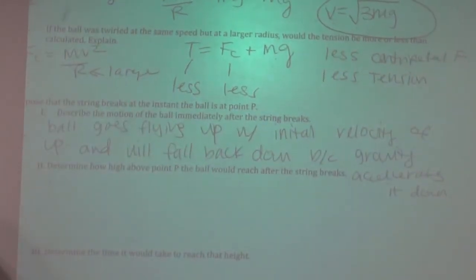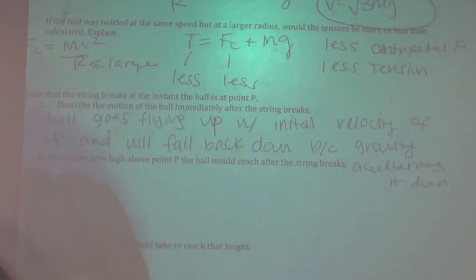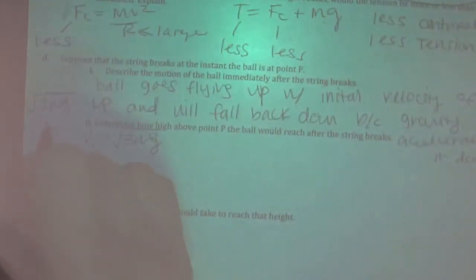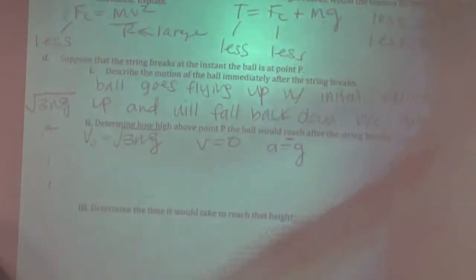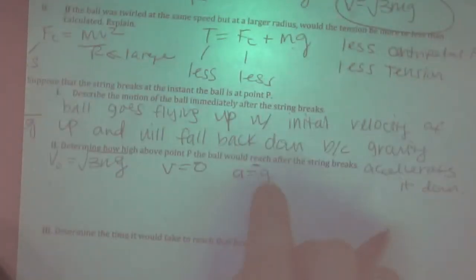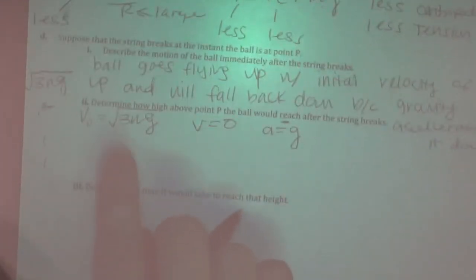Part 2 is asking how high it would reach after the string breaks. So let's think about, if I want to know how far to the very top it goes, well, I know my initial velocity is square root of 3gr. I know the final velocity at the top is going to be 0 because it has to stop at the top to fall back down. And we also know the acceleration is just little g. Now I'm going to put a negative sign because we haven't been using the direction down for our little g up here. We kind of took care of it because we subtracted the Fg, but I need to make sure my acceleration is in the opposite direction to that initial velocity. And we're looking for how far it's going to go, so that's our delta x.